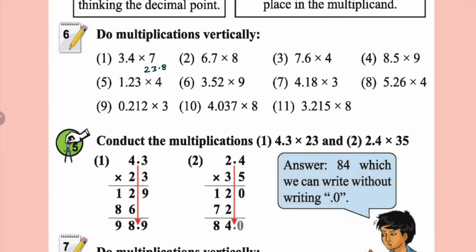The last one also I will do. 8 5s are 40, 4. 8 1s are 8 plus 4, 12, 1. 8 2s are 16, 1, 17, 1. 8 3s are 24, 1, 25. So 25.72 only. Why? The leading 0 has no meaning. 25.72.